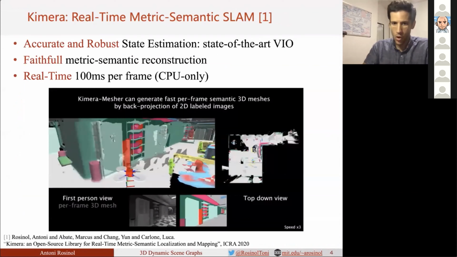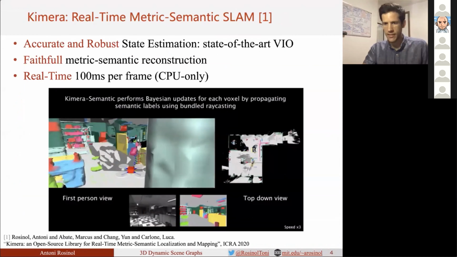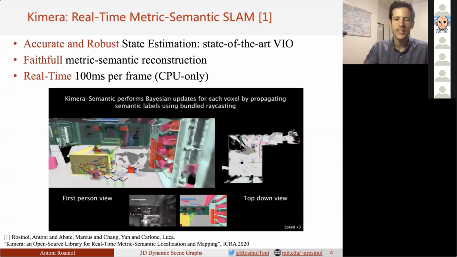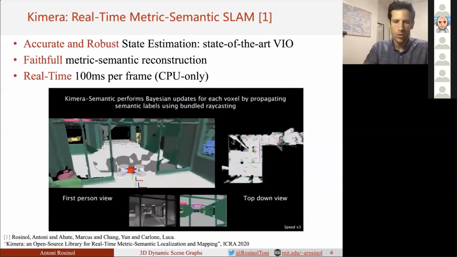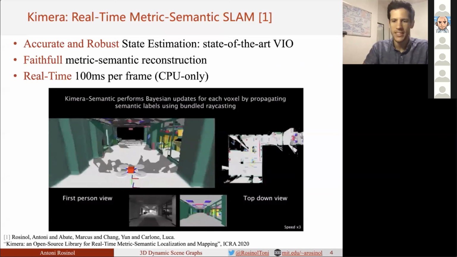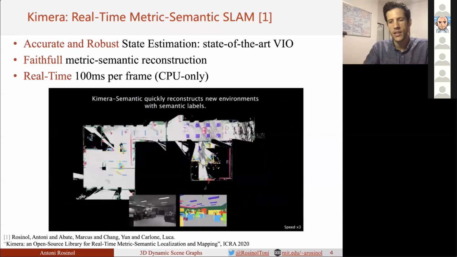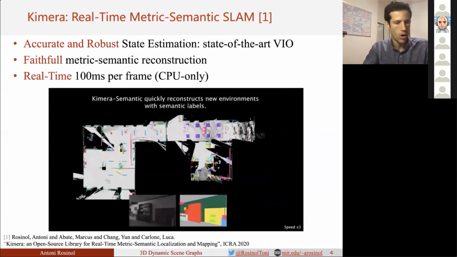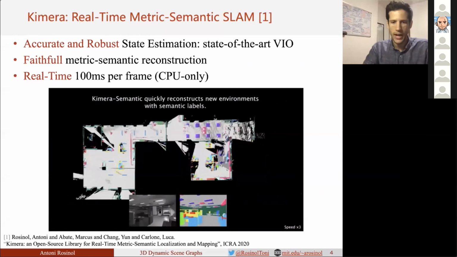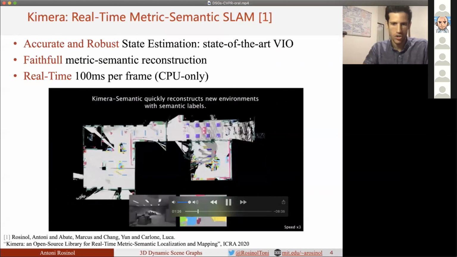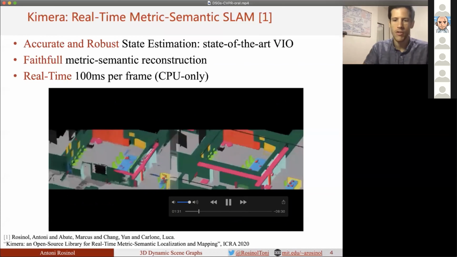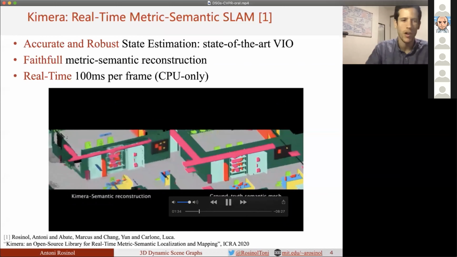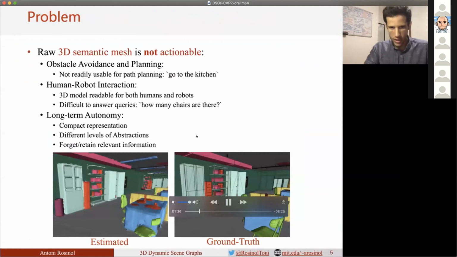Therefore, previous to this work, we tackled the problem of 3D scene understanding by developing and open sourcing a real-time metric semantic SLAM pipeline that we named Chimera, which is able to reconstruct the 3D geometry while semantically annotating the scene by using visual and inertial data, everything while operating in real time. Here I'm showing a top-down view of a large-scale scene reconstructed by Chimera. I will not have time to present Chimera itself, but let me refer you to our paper for details on how Chimera works.